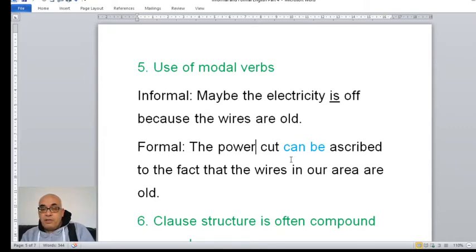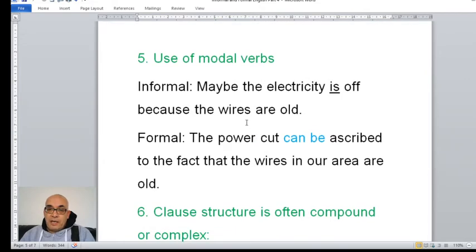Ascribed to, it means the reason for the power cut. Ascribed to is formal English, and it means the reason for the power cut is the fact that the wires are very old. So as you can see, I don't use electricity off, I use power cut. I don't use is, I use can be, I use ascribed to, which is formal instead of because, and this is formal English.